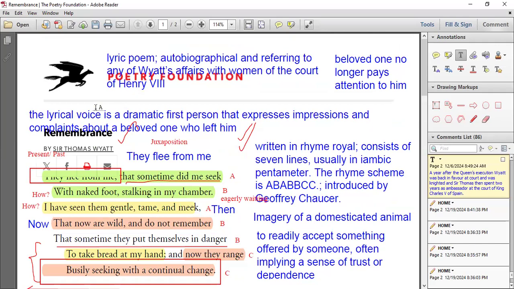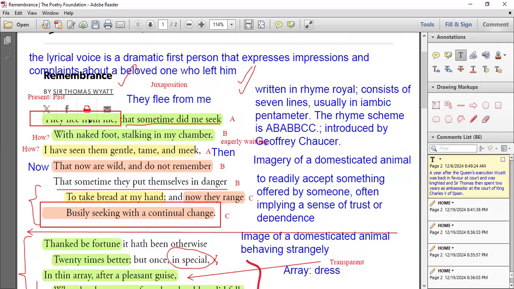Yes. Okay, so in the first stanza there is an imagery, choice of words that give the image of a domesticated animal, and that imagery is used to describe the ladies who went after Sir Thomas Wyatt in the past. At present, what is the imagery used to describe the ladies at present? Wild beast, a domestic beast which becomes wild.